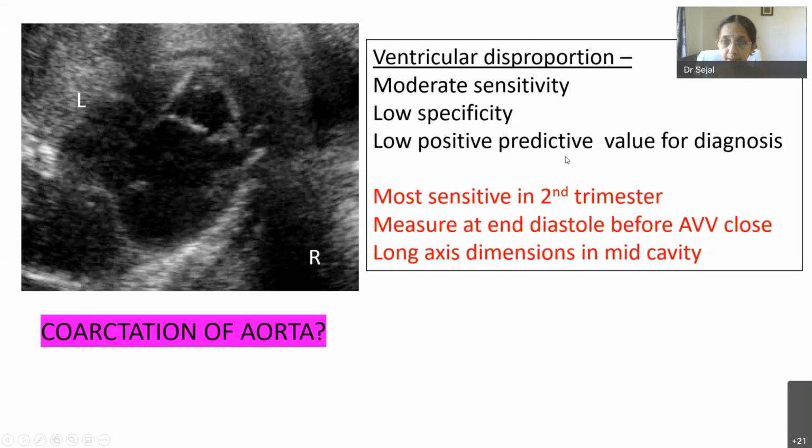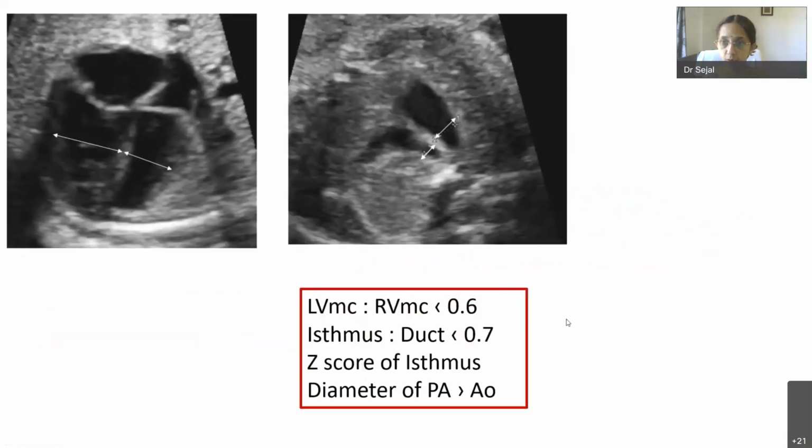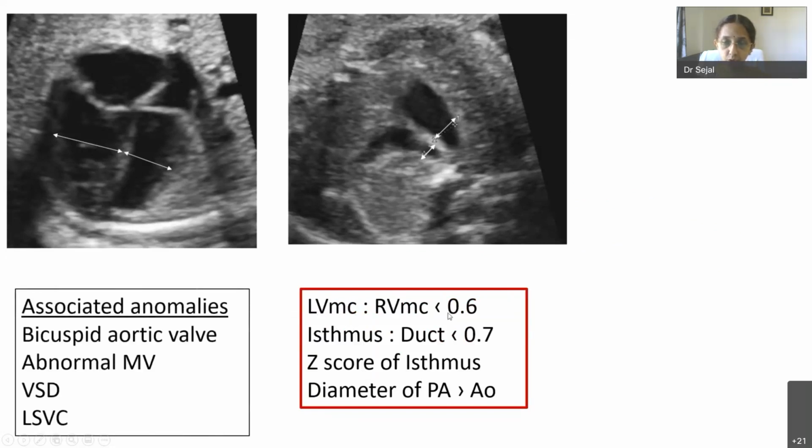What is important is measurements of the ventricles at end diastole before the AV valve closes and the long axis dimensions in mid cavity. These measurements are important and you compare the left and the right. You could also do the Z-scores, but for RV, which is a little more dilated, I think Z-scores help less compared to the measurement of the mid-cavity just before closing of the AV valves. So normally the LV to RV ratio should be more than 0.6. If it's less than 0.6, the second important thing is isthmus and duct ratio.